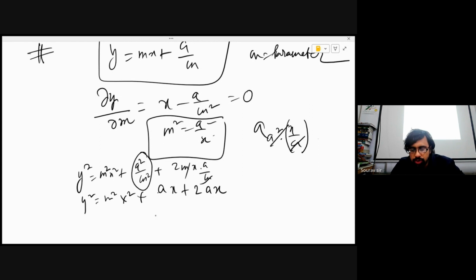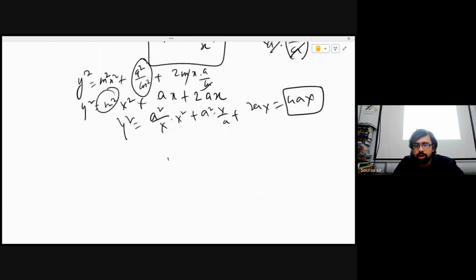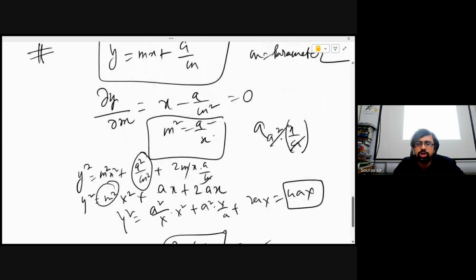Okay. So again, here also, okay, this I forgot. m square is a square by m square. So this is a square x square. So finally it is a divided by x into x square. Then a square x by a, then 2ax. So ultimately it is 4x. So it is giving you a parabola. y square equal to 4ax. That's the answer. This means you just need to remove m and you will get this thing.